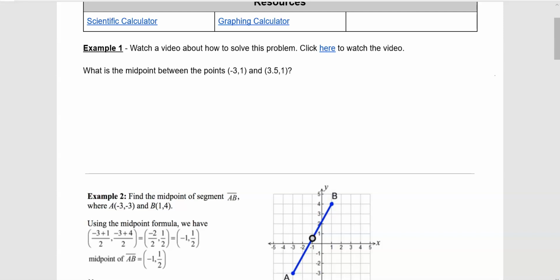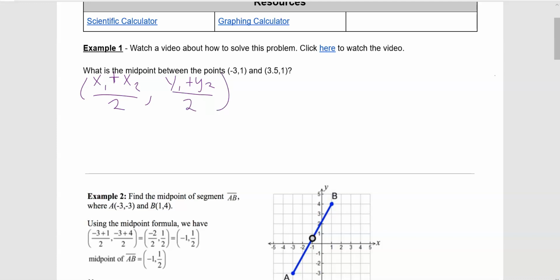So example number 1 here says, what is the midpoint between the points -3, 1 and 3.5, 1? So we need to make sure that we write our formula. So our midpoint is x1 plus x2 over 2, comma, y1 plus y2 over 2. So we're finding the average of these 2 points.